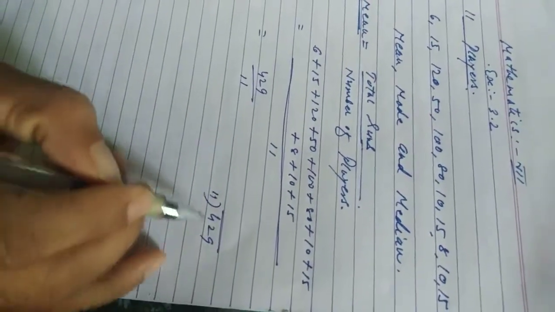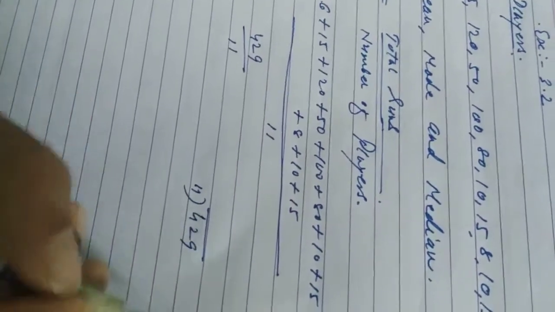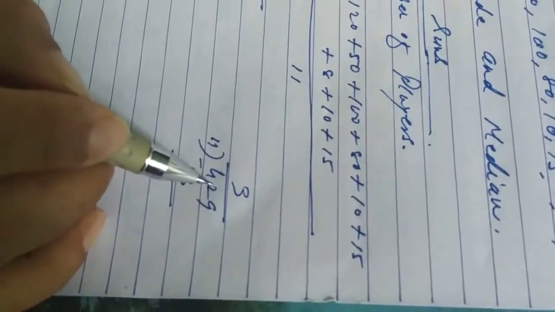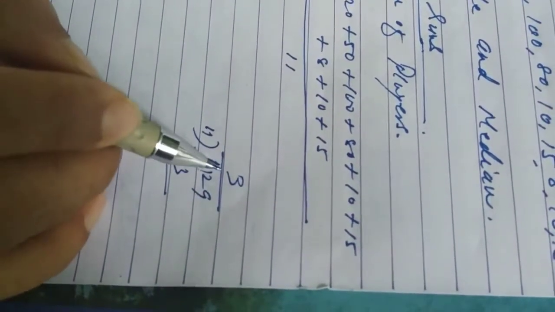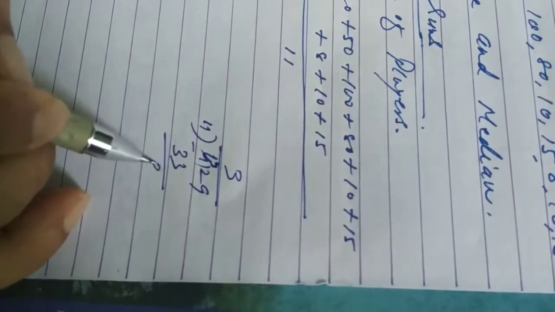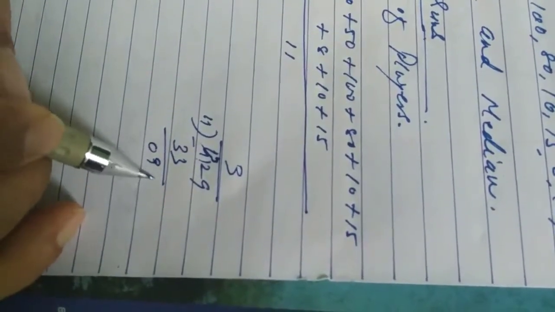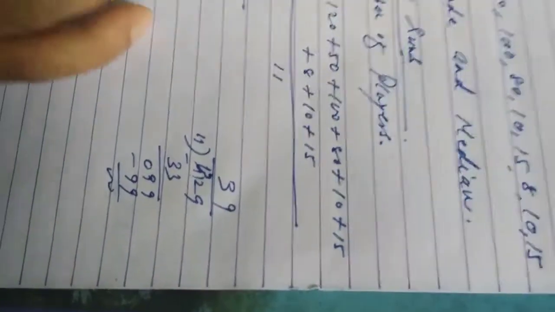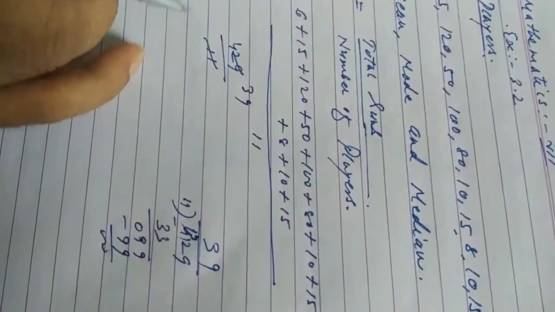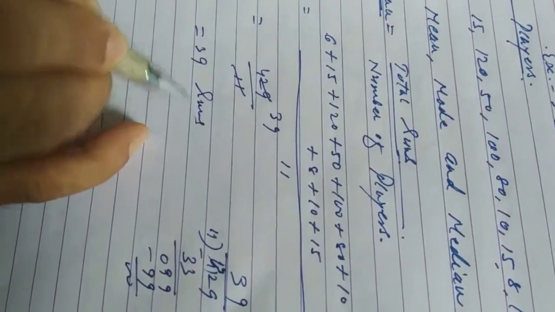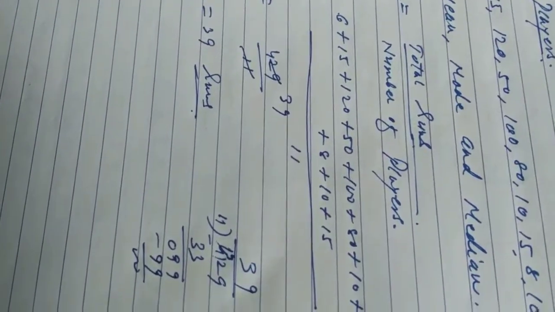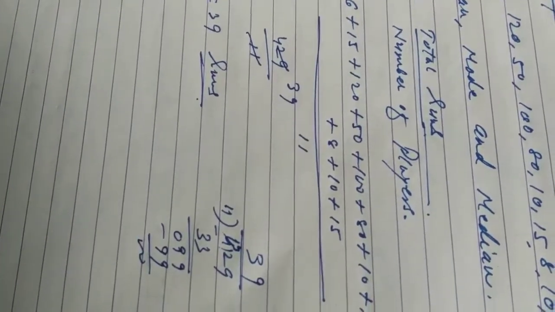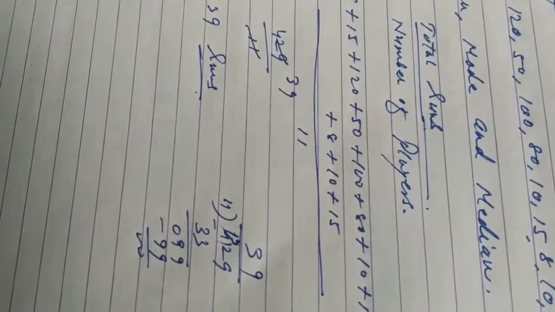Now let's divide 429 by 11. 11 threes are 33, 4s are 44, which is more, so 3s are 33. 12 minus 3 is 9, bring down the 9, and 11 nines are 99, remainder 0. So 11 times 39 is 429. So we can say the mean of the given runs is 39 runs. Understood? From the given data, the mean is 39 runs.